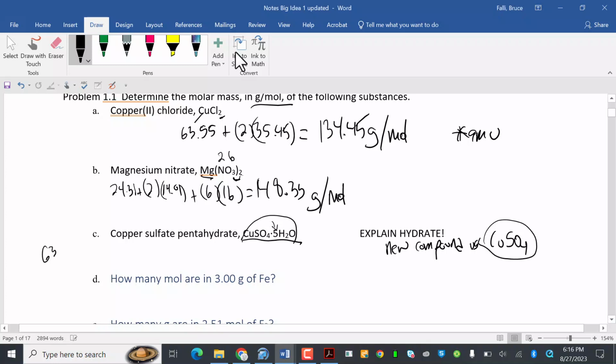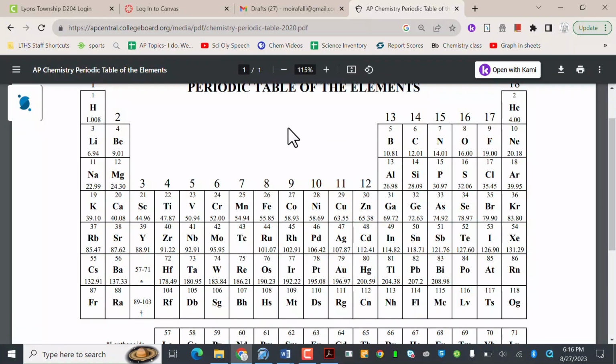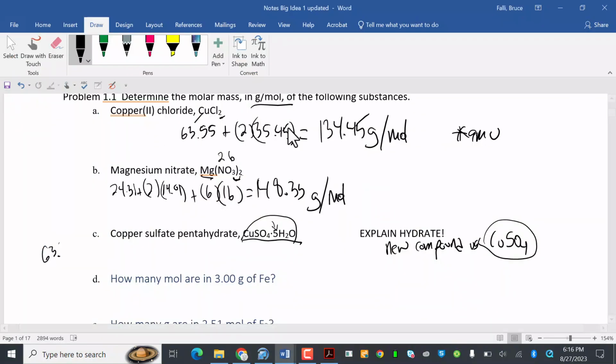So copper is 63.55, plus 1 sulfur, which is 32.07, plus 4 oxygens, 4 times 16, plus, now I have memorized, and you will too, water is 18.02. So you use that number a lot. Let's add all those up.